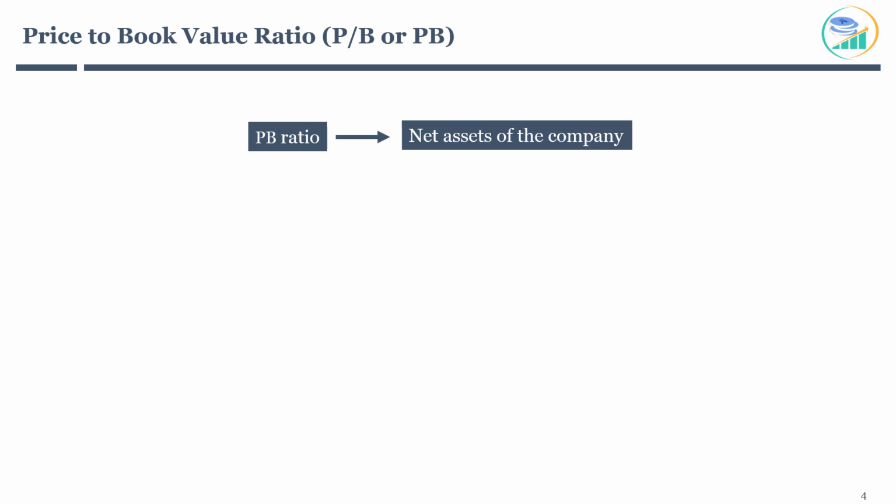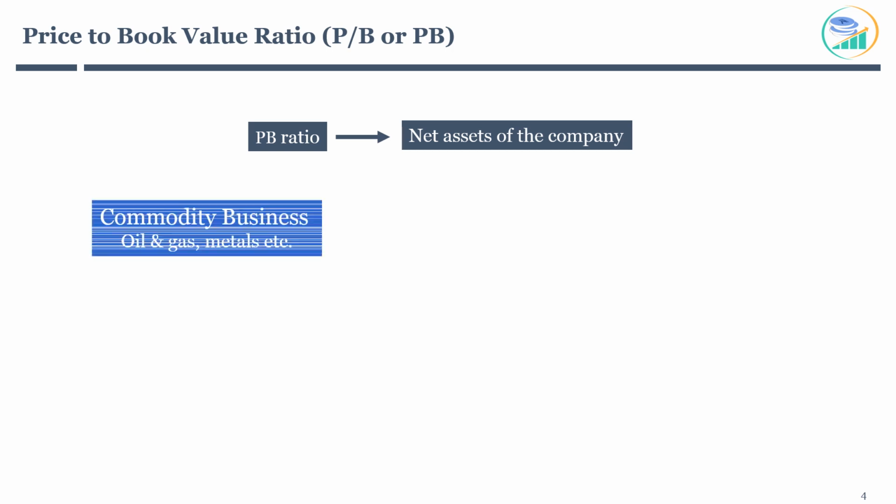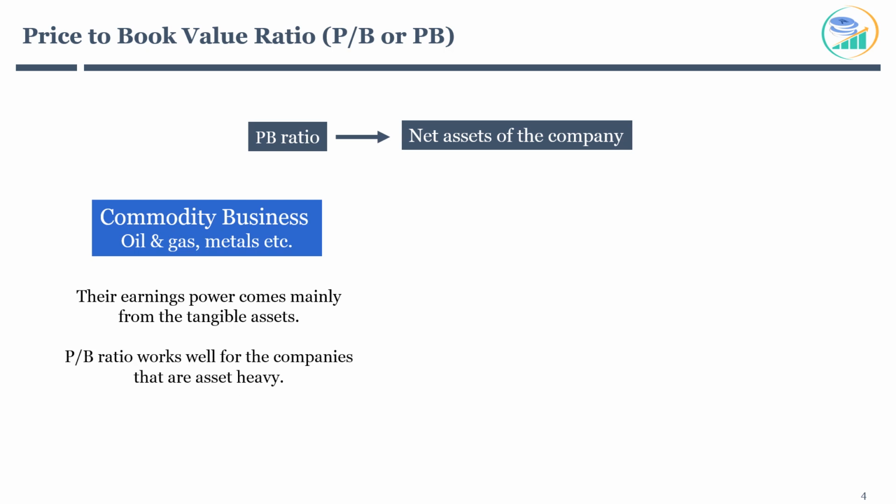PB ratio looks at net assets of the company. However, not all companies are created equal. Let's think about commodity business like oil and gas, metals and so on. Their earnings power comes mainly from the tangible assets. This includes company property, plant, equipment, machinery and so on. These companies need to invest into tangible assets for future growth. In short, such companies are dependent on their assets to generate the income. PB ratio works well for such companies that are asset intensive.